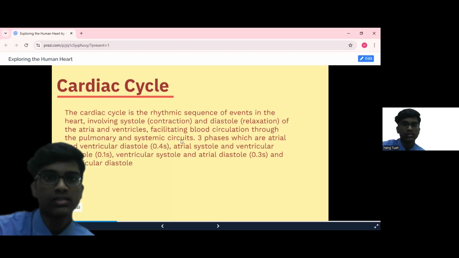Three phases, which are atrial and ventricular diastole, which takes about 0.4 seconds, atrial systole and ventricular diastole, 0.1 seconds, ventricular systole and atrial diastole, 0.3 seconds, and ventricular diastole.